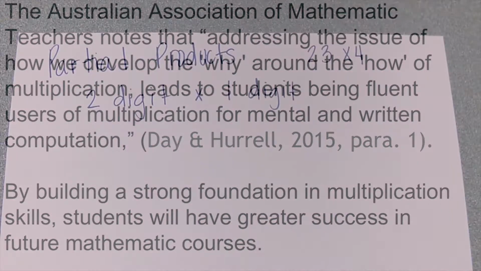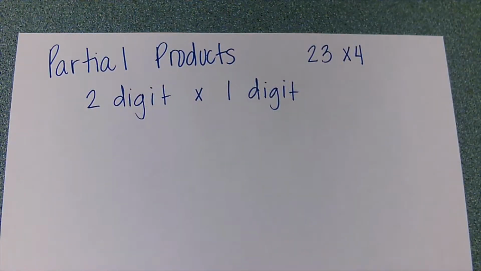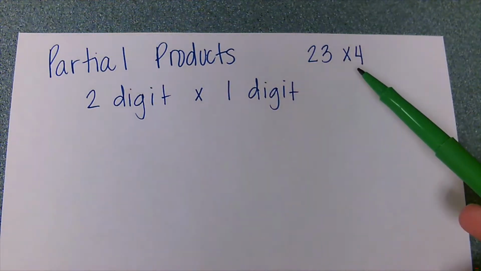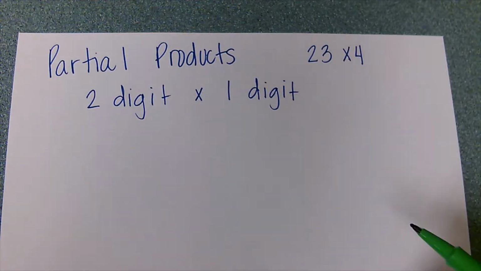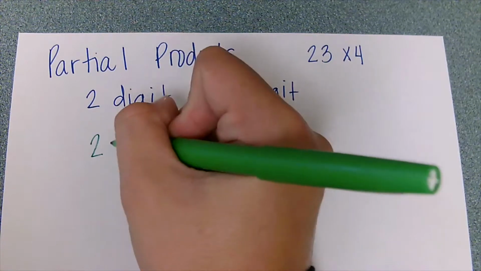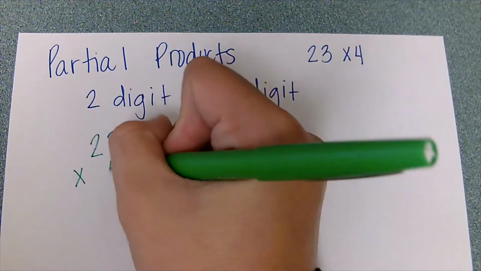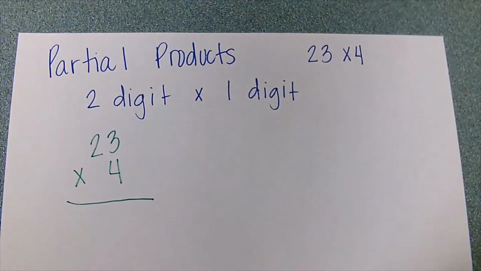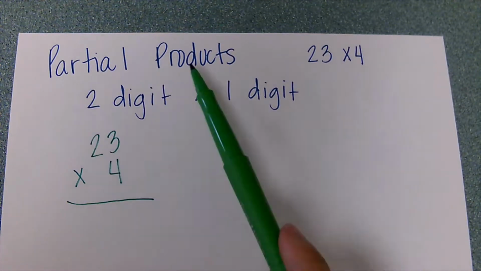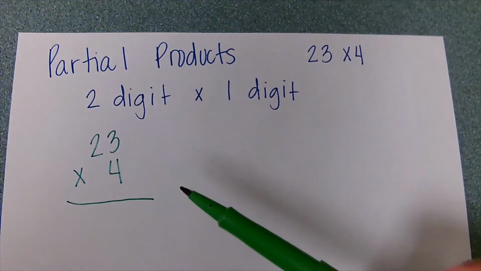Another multiplication strategy that you can often find is called partial products, and I'm going to show you this method with a 2-digit times 1-digit multiplication problem, 23 times 4. So to solve this, you can originally set it up like the traditional method, 23 times 4. Now, partial products means we're finding part of our product or part of our answer at a time.